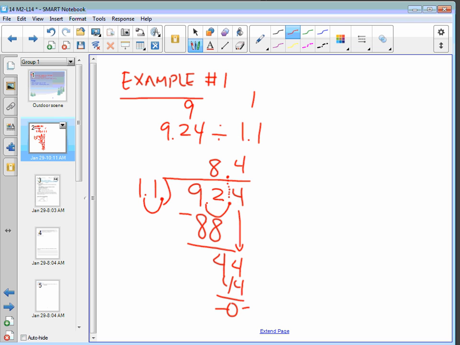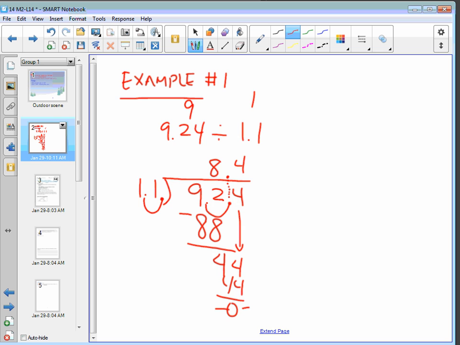If you did 9 divided by 1, what would you get? Everybody? Around 9. Is 8.4 around 9? It sure is. Is 84 around 9? No. Is 0.84 around 9? That's why I want you to do that check.